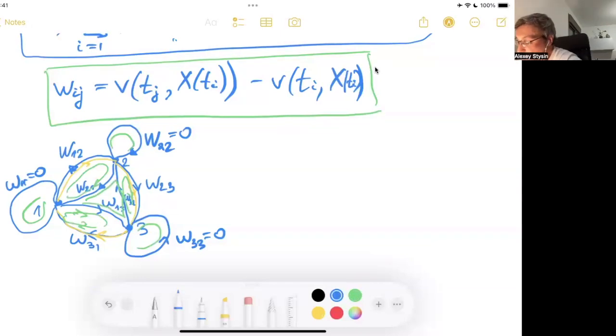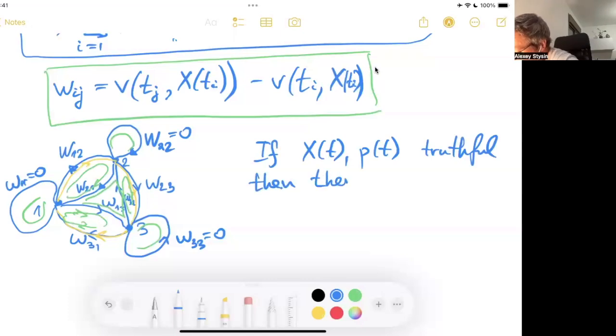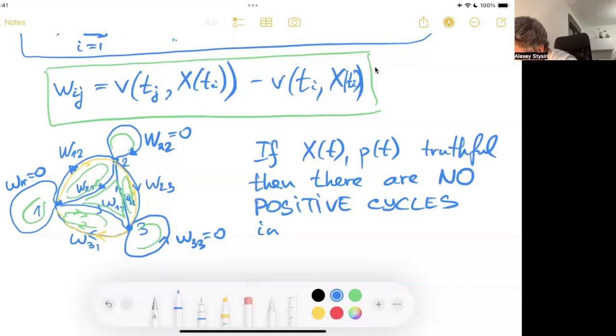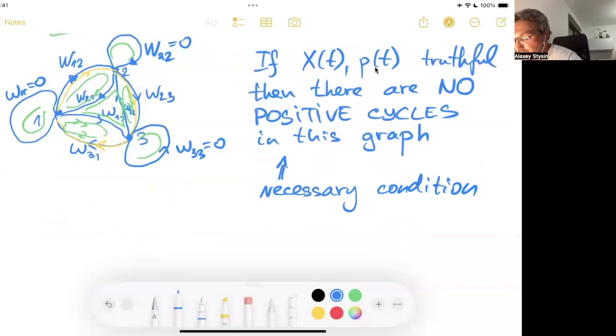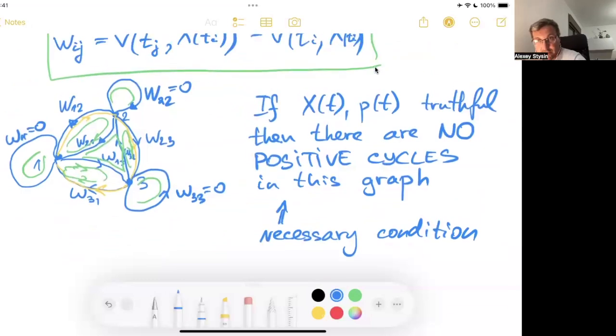What this condition is saying, and this is the most important context, is that if X of T is truthful, then there are no positive cycles in this graph. And this is a necessary condition. So cyclic monotonicity is actually a statement about this graph not containing any positive cycles. And when the mechanism is truthful, we get that this property holds.